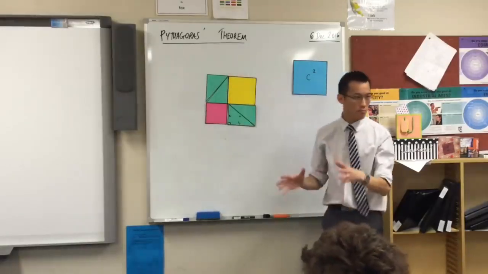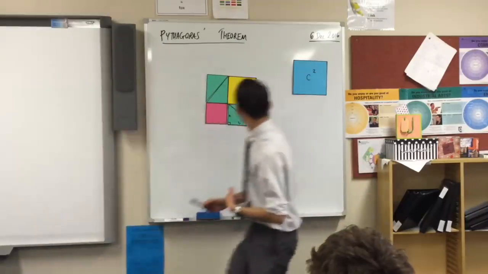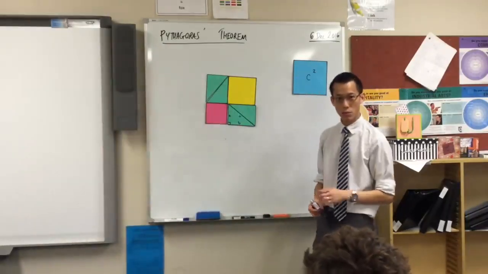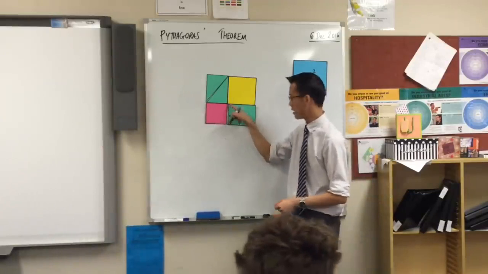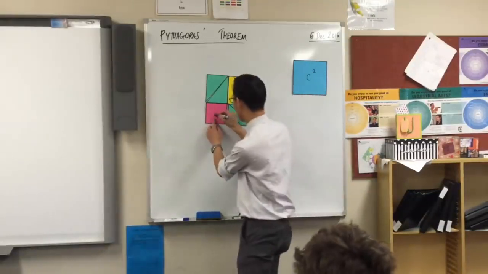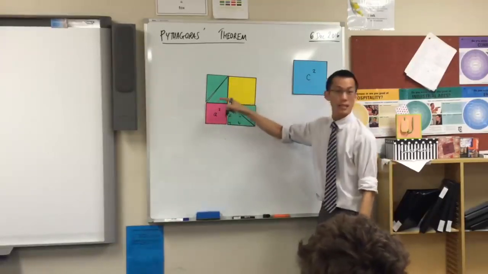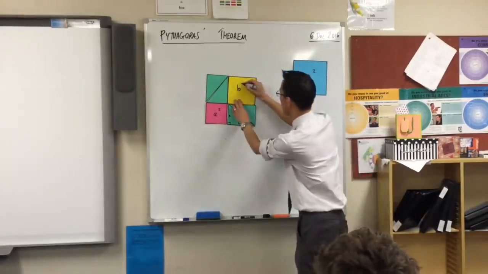You see that? You with me? Okay. Now, what are the areas of these 2 squares? Well, let's do the first one first. It's A times A, which makes it A squared, right? How about this one over here? Yeah, B times B, so it's B squared.